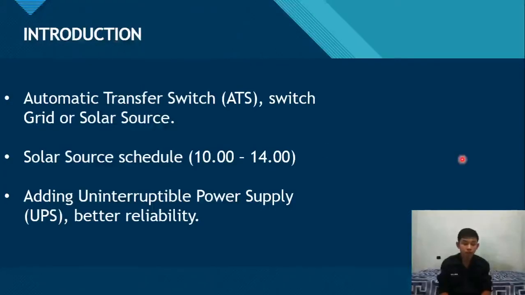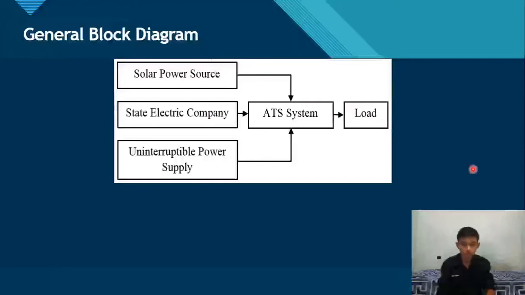Because of that problem, we decided to make auto transfer switch system that can switch power source from grid source or solar source automatically or manually. And we designed this system automatically to switch the solar power source from 10 a.m. to 2 p.m. To get better reliability from this system, we adding UPS to the system. In general, the block diagram that we use in this research can be seen on the slide.